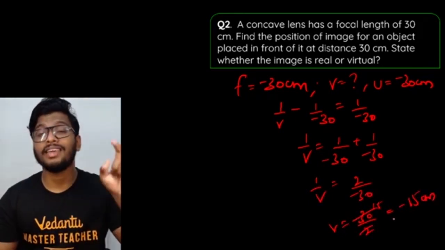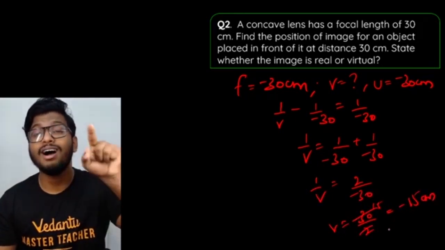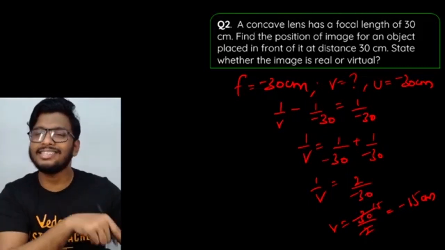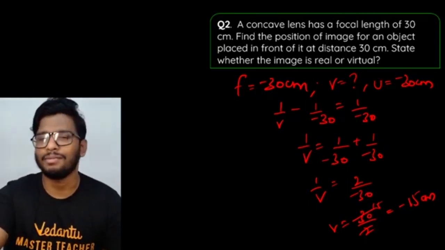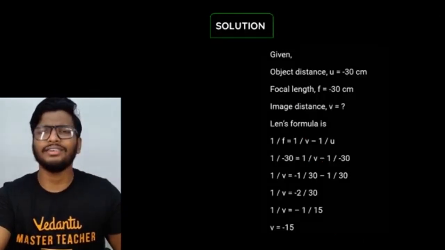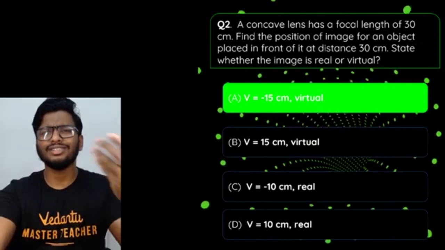That means the image is going to be a virtual image because it lies in front of the lens. The minus sign means it's in front of the lens, so it's a virtual image. And remember this, guys, in a concave lens you're always going to get a virtual image. You're never going to get a real image. So that's obvious.